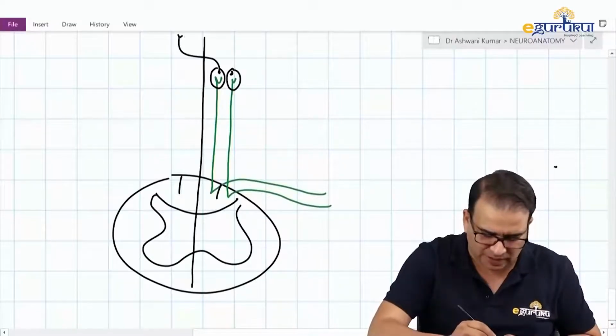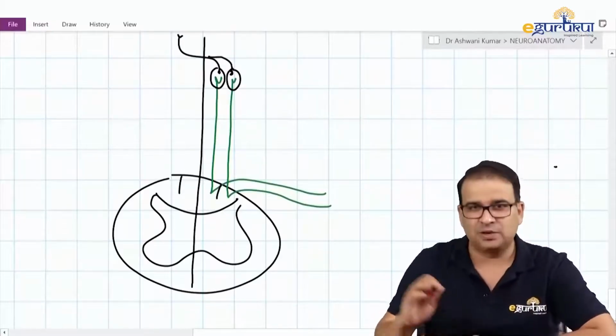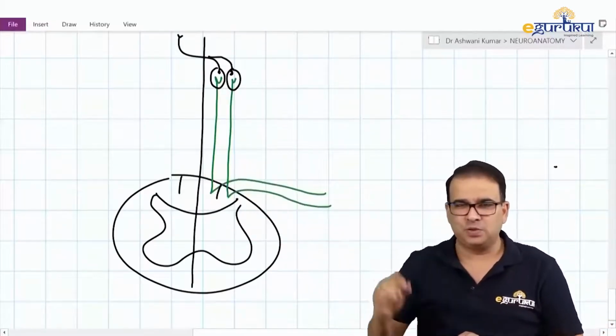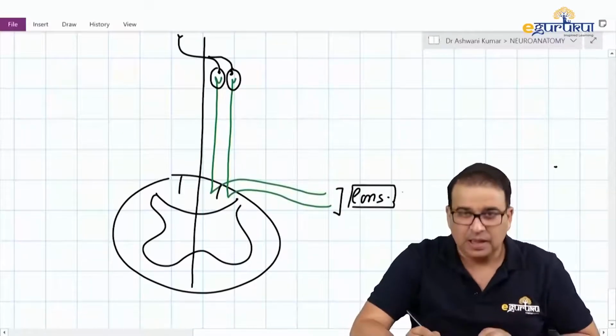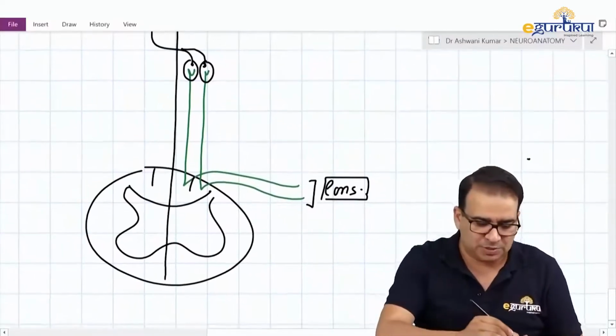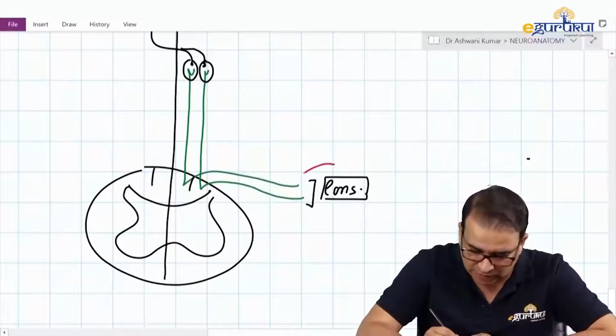I don't have to draw the entire part. Internal arcuate fibers and so on. That is the dorsal column tract. This was fasciculus gracilis toward the medial side and cuneatus toward the lateral side. And they were both carrying what? Conscious proprioception. Now comes unconscious proprioception, but from where? From the upper limb.